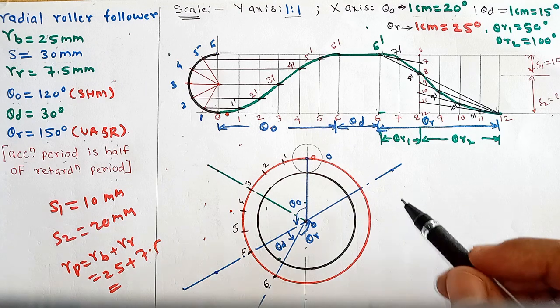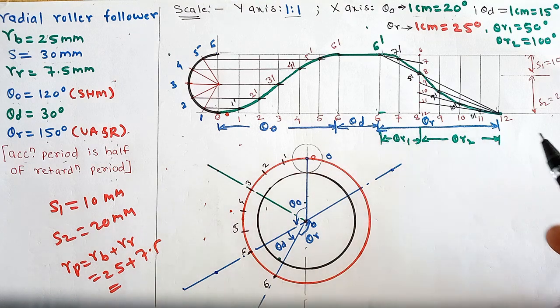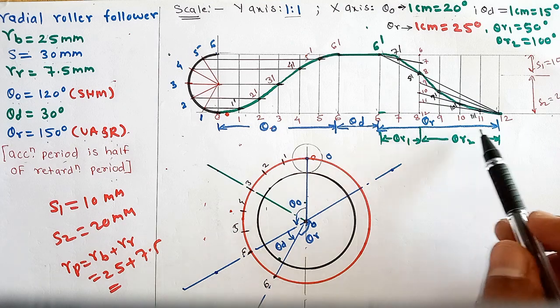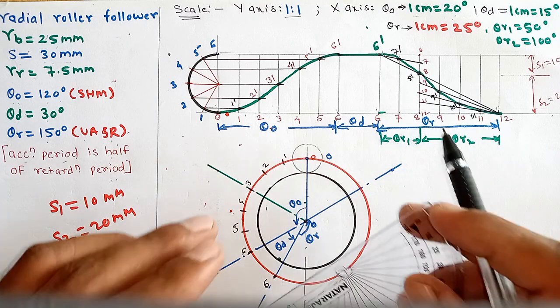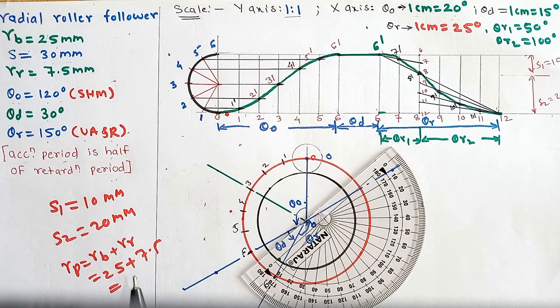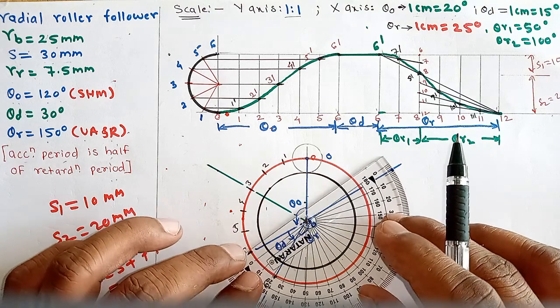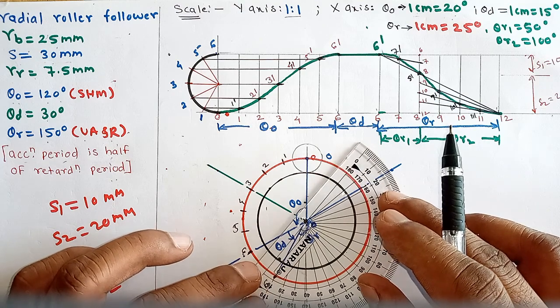Now we'll divide the return stroke angle into the same number of parts as done in the displacement diagram. We have divided the return stroke angle into 6 equal parts. So 150 divided by 6 is 25. So each division will be of 25 degrees.